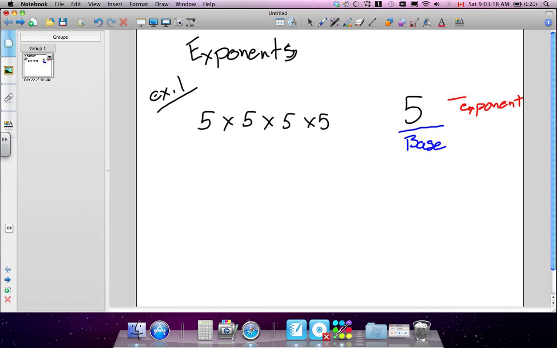Our exponent is the number of times you multiply the base number. So how many times are we multiplying 5? 4 times. 1, 2, 3, 4. So our exponent is 4. So essentially our number is 5 to the power of 4. Does this make sense? Okay.